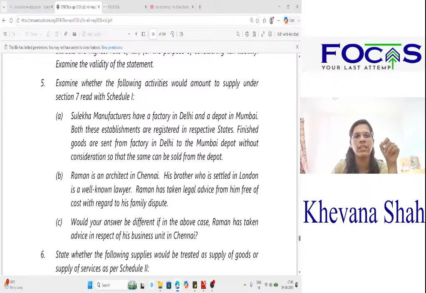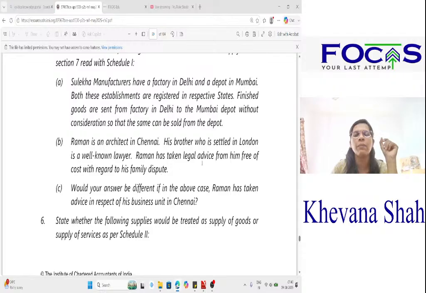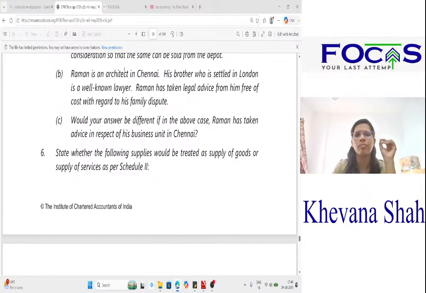The next we have is Raman is an architect in Chennai. His brother, who is settled in London, is a well-known lawyer. Raman has taken legal advice from him free of cost with regard to his family dispute. Now, the family dispute is not in course or furtherance of business. See, brother can be a related person only if the brother is dependent on Raman. Then, would your answer be different if in the above case Raman has taken advice in respect of his business? Yes, the answer will be different in case he is taking this advice for business.